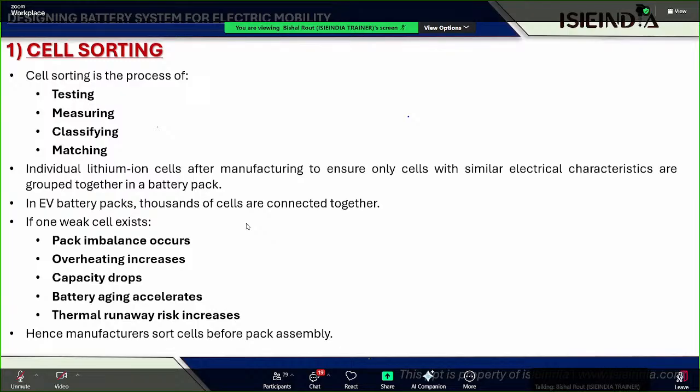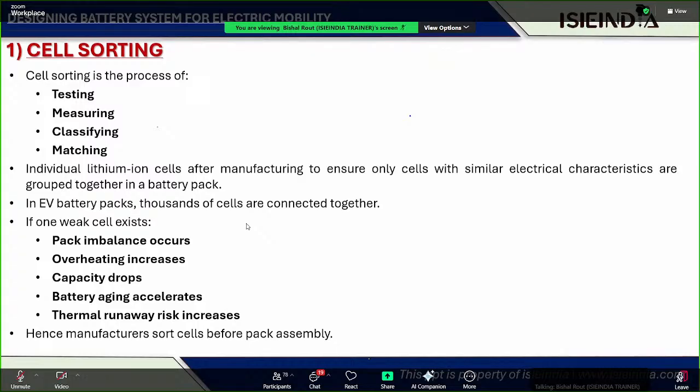So yeah, where we were, cell sorting is happening because of pack imbalance. Suppose one cell has 3 Ah capacity and another has 2.5 Ah capacity. During discharging, the weaker cell will be emptied completely and its voltage will drop faster.